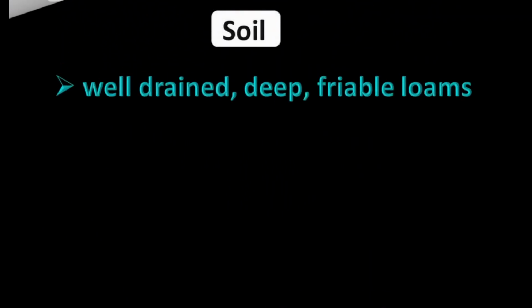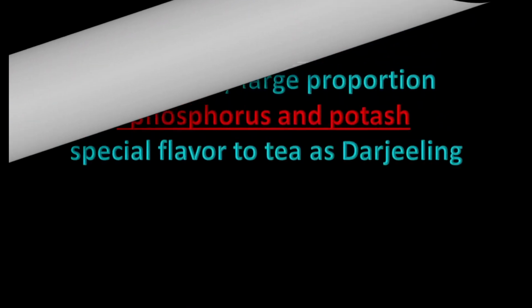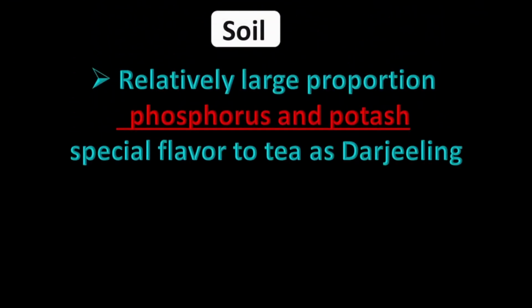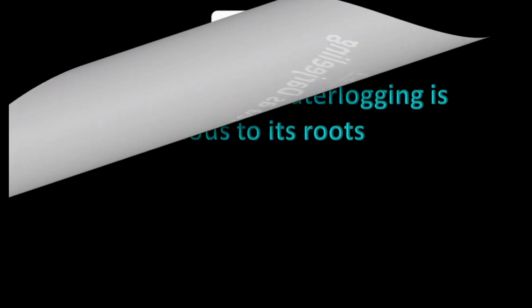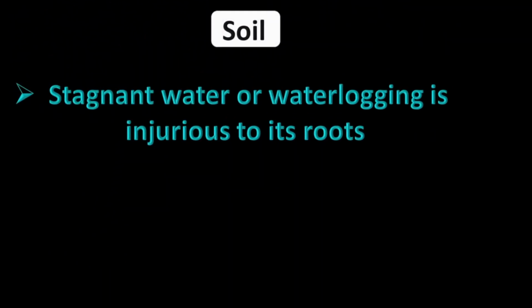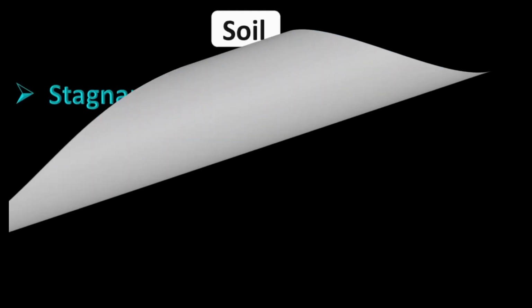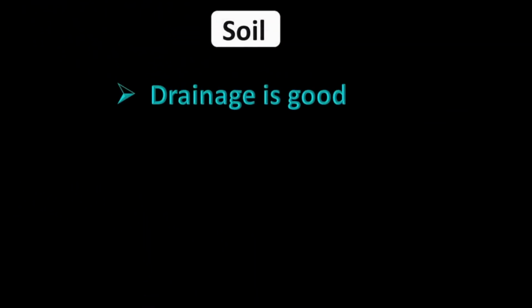Soil. The tea bush grows well in well-drained, deep, friable loams. Virgin forest soils rich in humus and iron content are considered to be the best. A relatively large proportion of phosphorus and potash in the soil gives special flavor to tea, as is the case in Darjeeling. Stagnant water or waterlogging is injurious to its roots. It is, therefore, grown on hill slopes. However, it grows equally well in the valleys if the drainage is good.